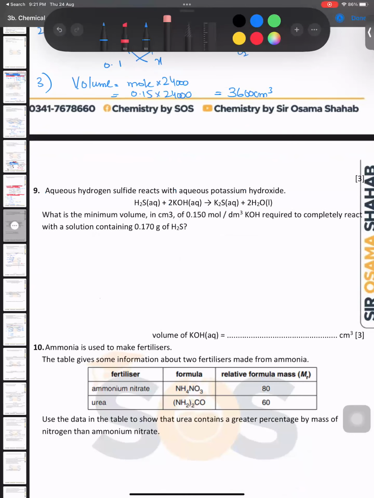So you can see this right now. We have a question over here. Aqueous hydrogen sulfide reacts with aqueous potassium hydroxide. What is the minimum volume of 0.1 mole per decimeter cube KOH required to react completely with a solution containing 0.170 gram of H2S?